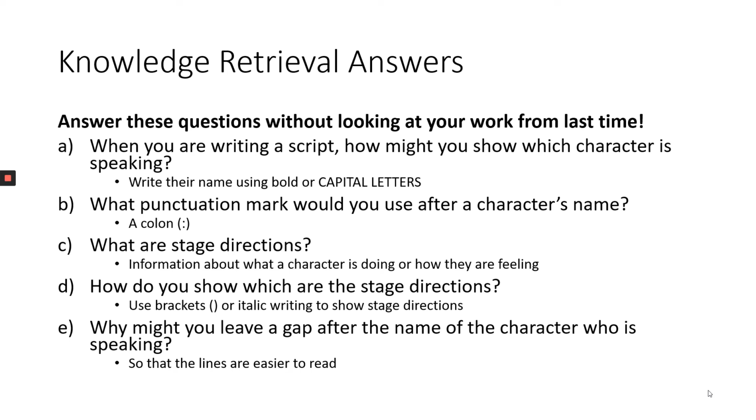What are stage directions? Stage directions are information about what a character is doing, or how they're feeling, and this helps an actor to understand a little bit about how they're meant to perform. How do you show which are the stage directions? Well, you put them in brackets, or you put them in italics. Usually both, but depending where they go.